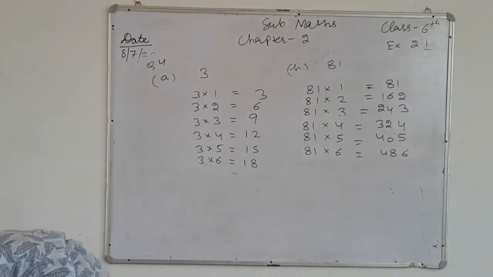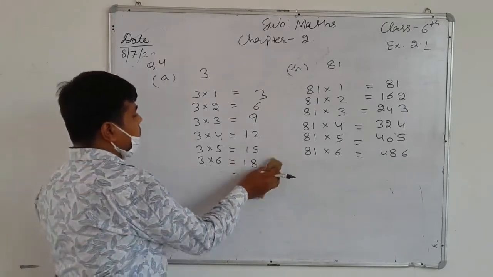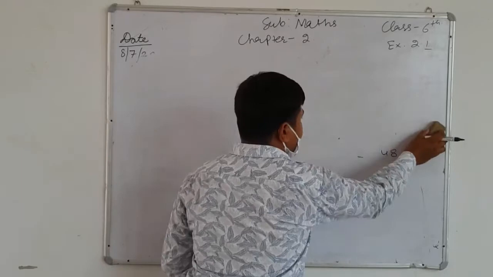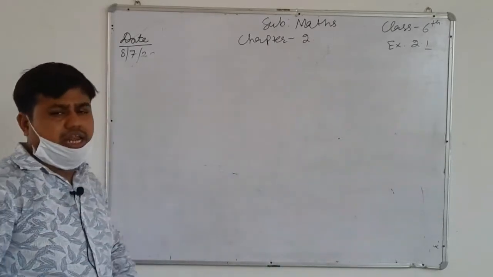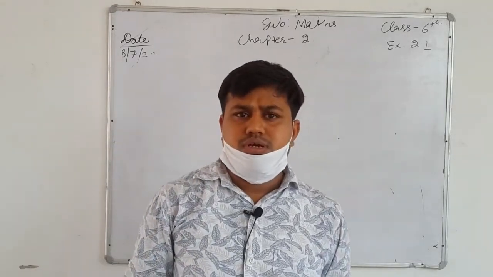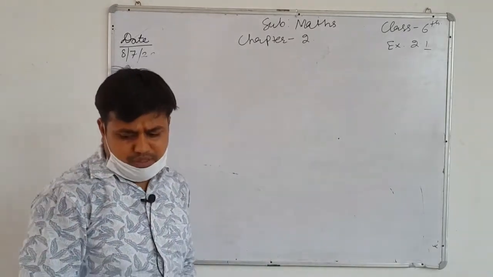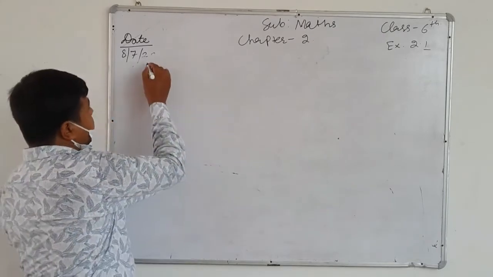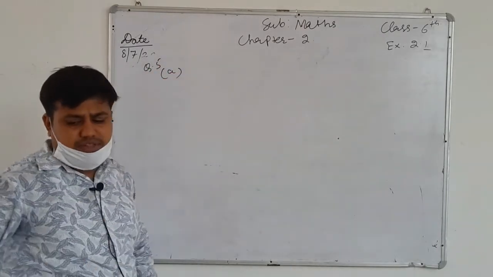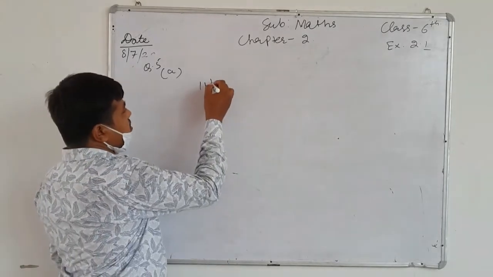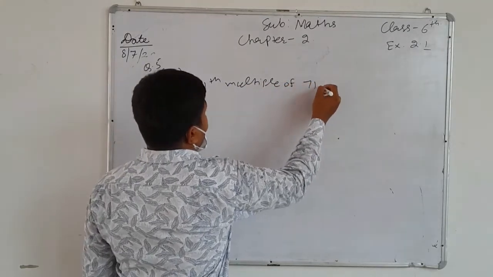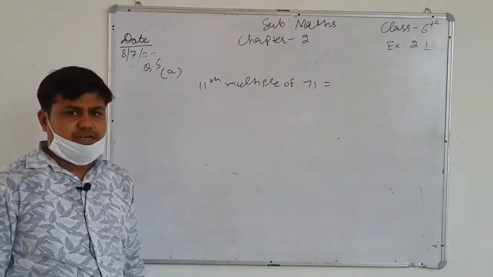Question number 5. Find the 11th multiple of 71. Now we have to find the 11th multiple directly, not first, second, third, fifth. We have to find the 11th multiple of 71 directly. Question number 5, A part. We have to find the 11th multiple of 71.